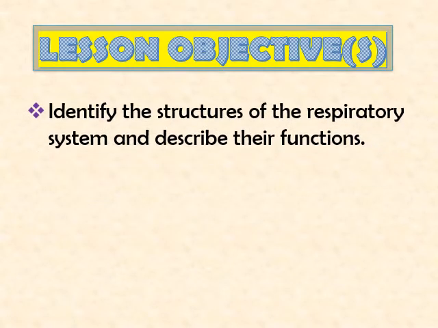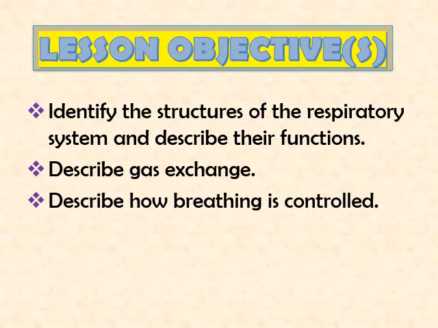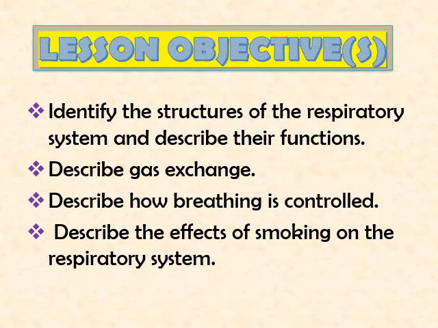Let's get started with the lesson objective. At the end of this lesson, you should be able to identify the structures of the respiratory system and describe their function, describe gas exchange, describe how breathing is controlled, and describe the effects of smoking on the respiratory system.